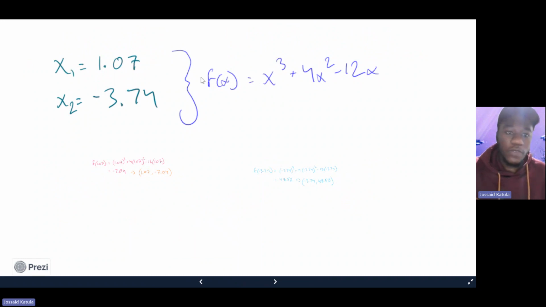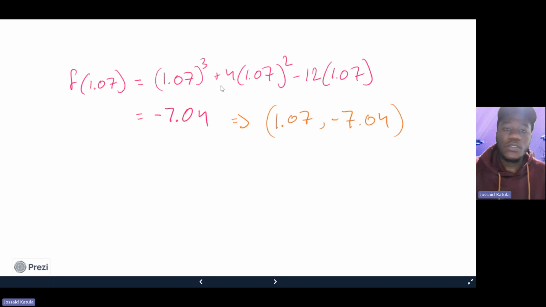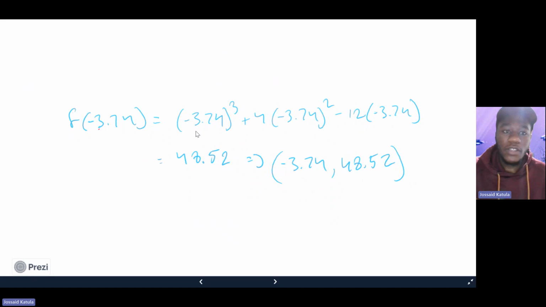One way to find out which is which is to just plug those points into the original function, not the first derivative, the original function, and get the y values. And then whichever one gives you the higher y value, you'll know that that's the maximum. So if we plug the 1.07 into the original function, we get that y is equal to negative 7.04. And if we plug the second x value into the original function, we get that y is equal to 48.57. So we know that this is going to be a maximum.